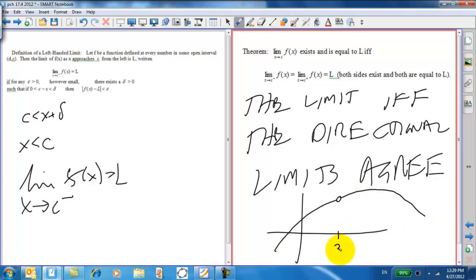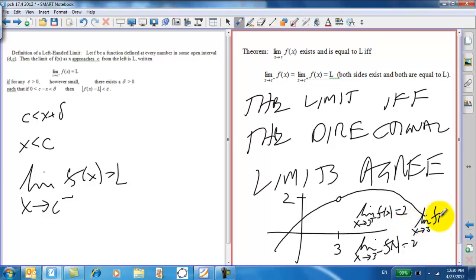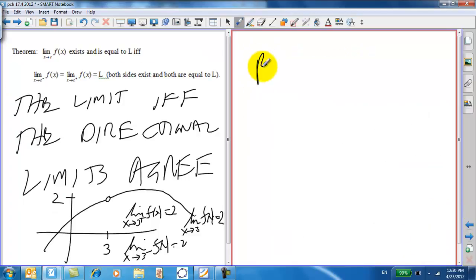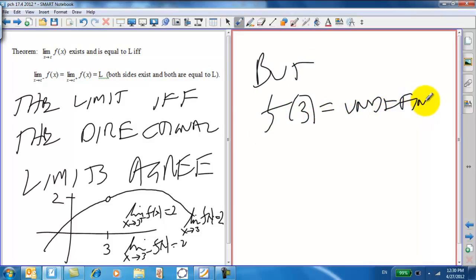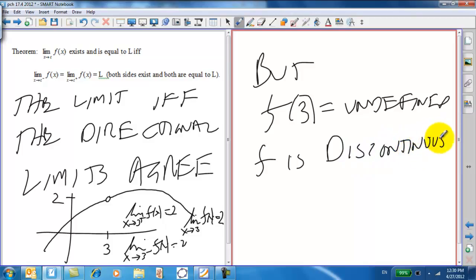And if this is 3 and this is 2, the limit as x approaches 3 from the right of f of x equals 2. The limit as x approaches 3 from the left of f of x equals 2. The limit as x approaches 3 then of f of x equals 2. The directional limits agree. But f of 3 in this case is undefined. And that means f is discontinuous at x equals 3. There's a hole in it.